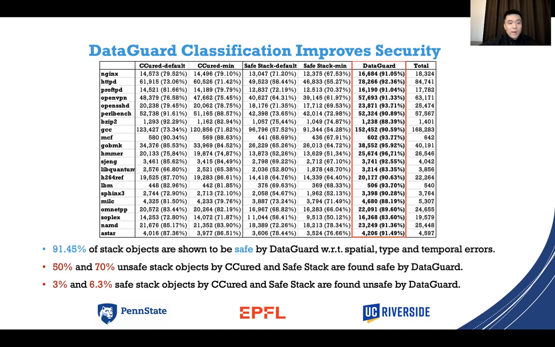Thus, we will save a lot of overhead from runtime enforcement. Besides, after comparing the default column with the corresponding minimum column, we also found that 3% and 6.3% of safe stack objects by SeCured and SafeStack are found unsafe by DataGuard. That is due to their incomplete checking.